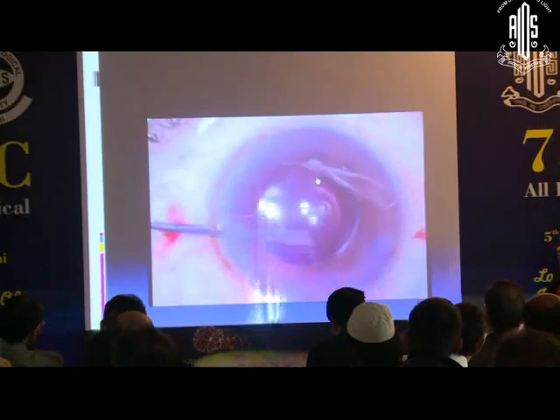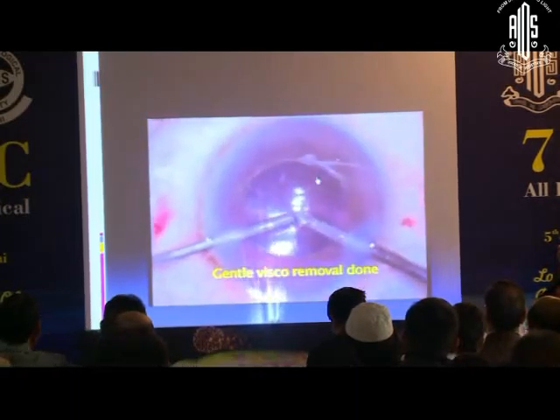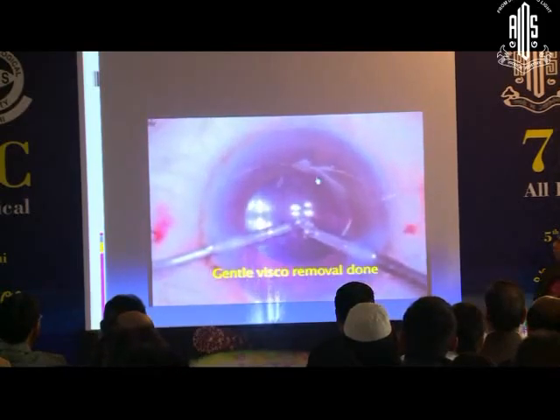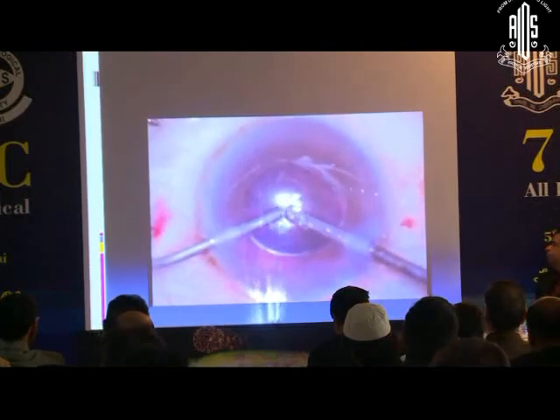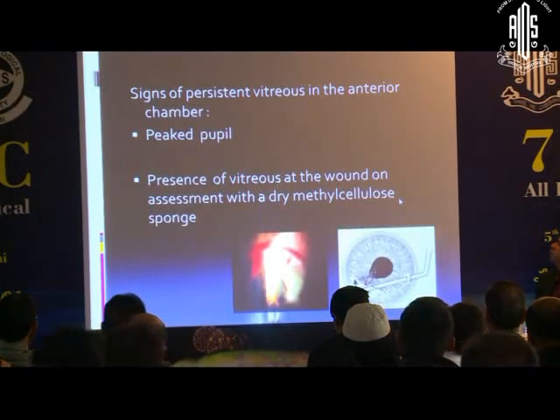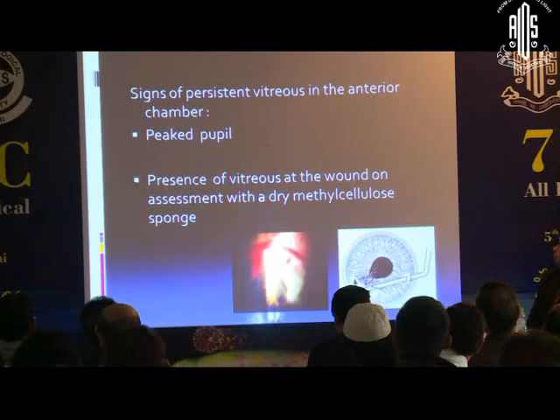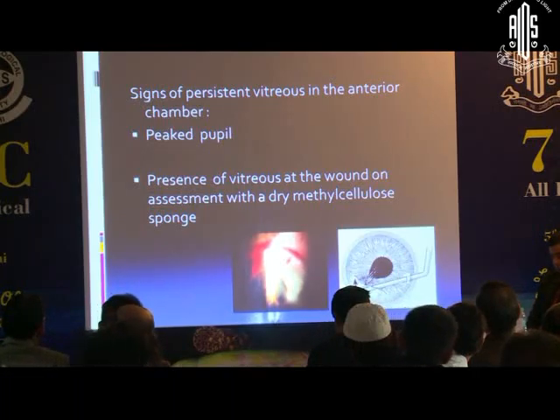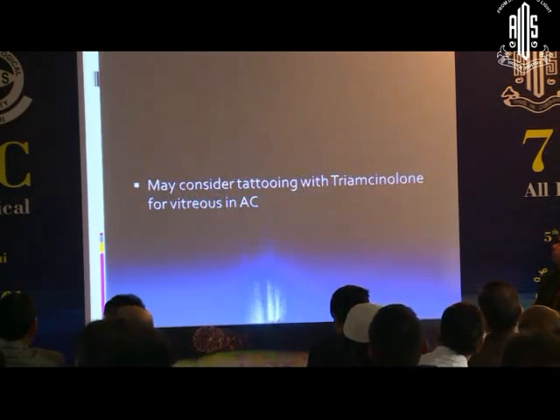Now in the end, after the IOL has been put, one can simply sweep the iris to look for remaining vitreous strands, and gentle visco removal can be done by lowering the bottle height and reducing the vacuum. Now even if you've done the vitrectomy, there may be some persistent vitreous in the anterior chamber. So in the end, you must always look for these signs, that is peaked pupil. The presence of vitreous can be assessed at the wound by a dry methylcellulose sponge or a bud. And you can also consider tattooing with triamcinolone for vitreous in AC.